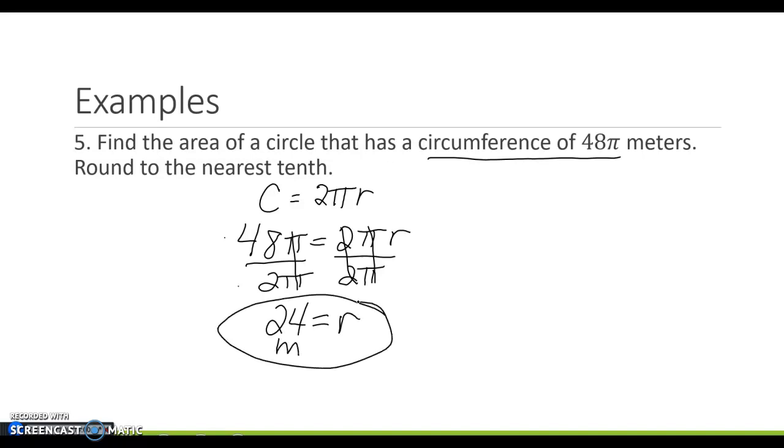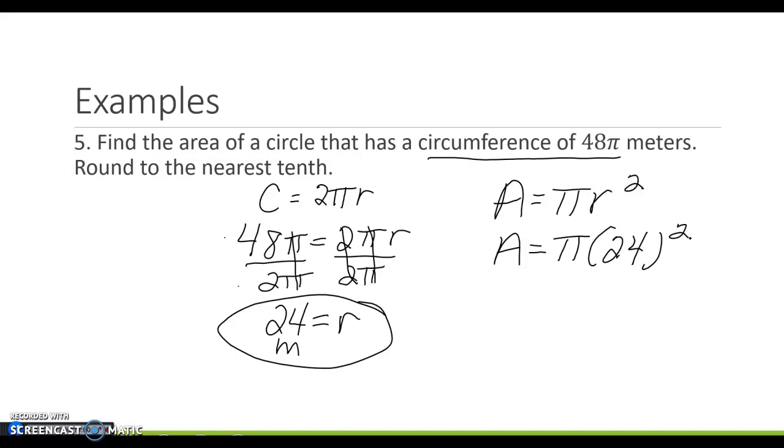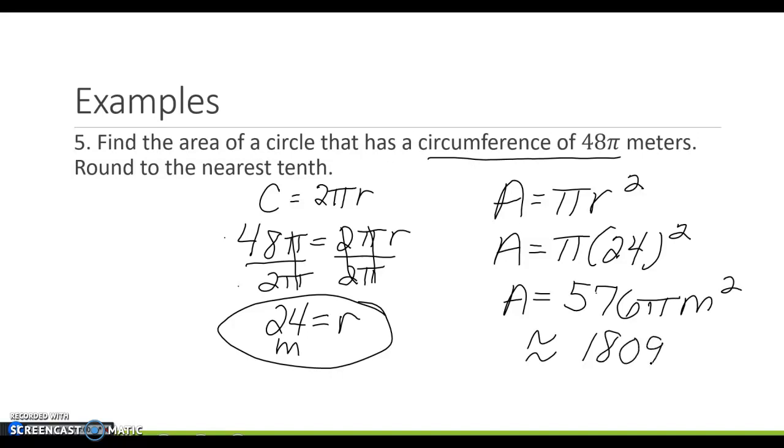From that radius, I'm now going to find the area. So area is pi r squared. So that's pi 24 squared. An exact answer would be 576 pi square meters, and rounded to the nearest tenth would be 1,809.6 square meters for the area.